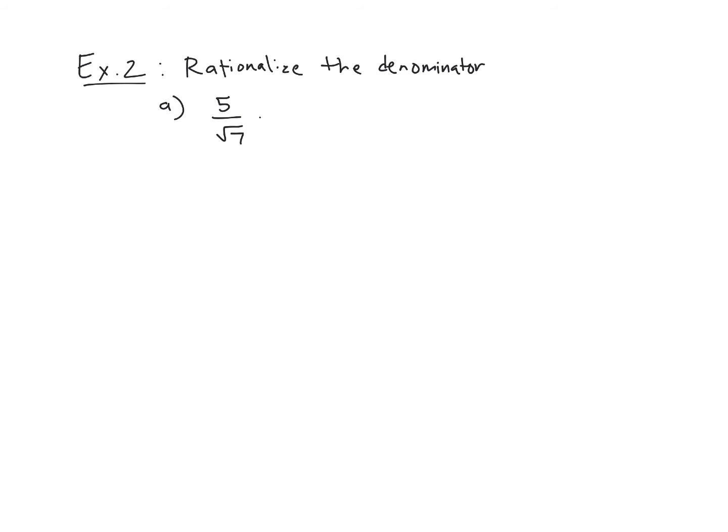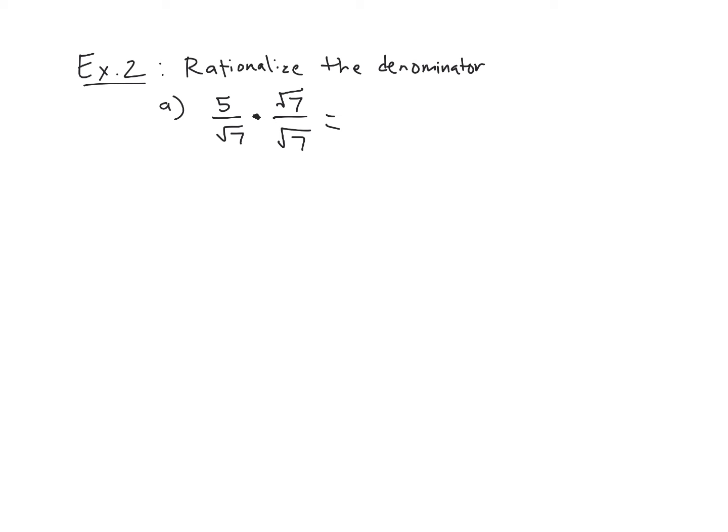And the way we can do that is by multiplying it by itself. But in order to have it stay equivalent, because I'm going to want to write this as equal to something, I need to multiply by 1. So multiplying by root 7 over root 7, the same square root over itself, is a friendly 1, right? Root 7 over root 7 is another way of saying 1.